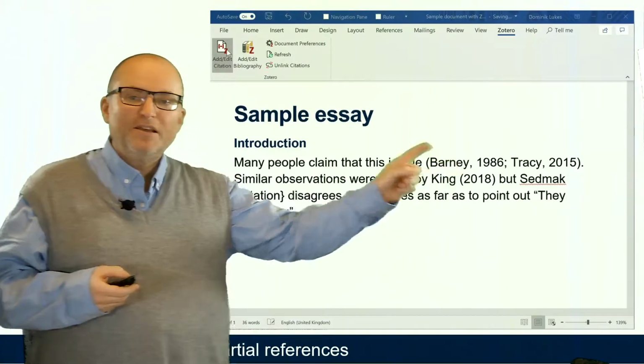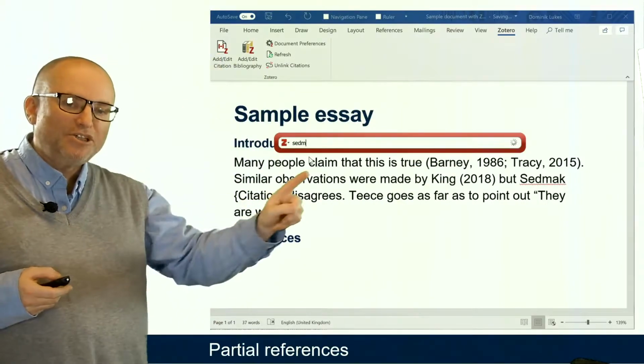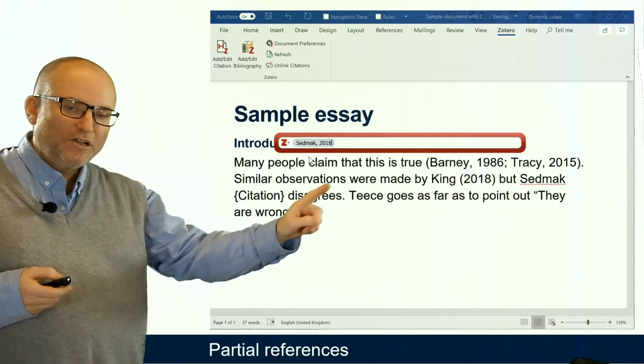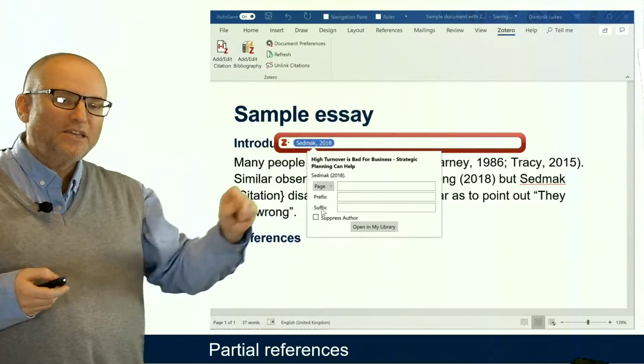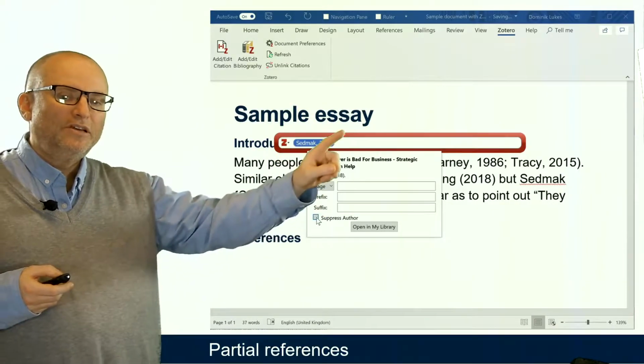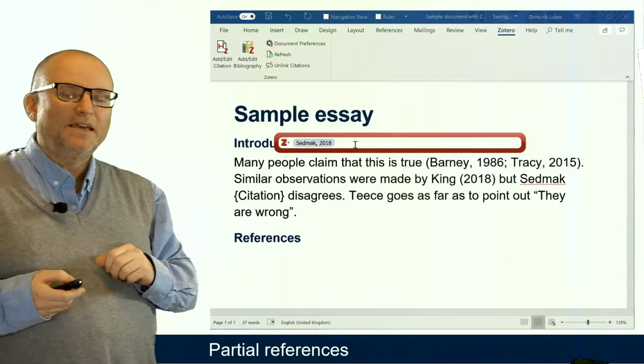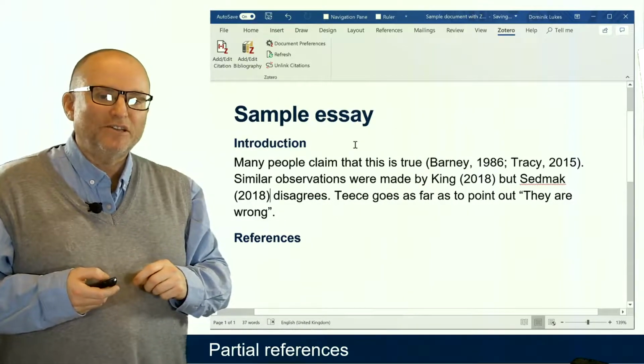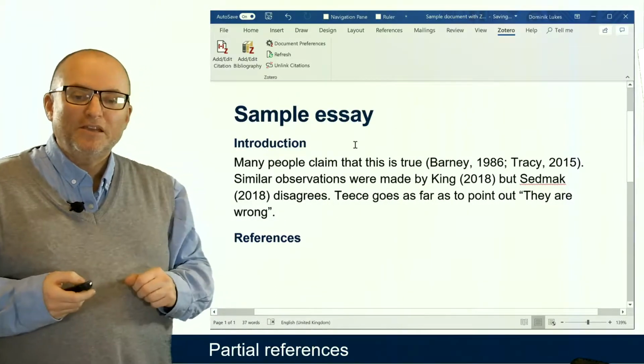So let's do it again. Sedmak, add edit citation, search, click there, tap on it, suppress author, click back in here, hit enter, and it's inserted that year. But you can do even other things.